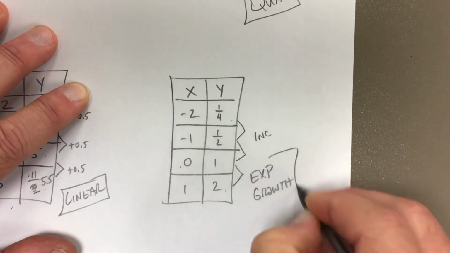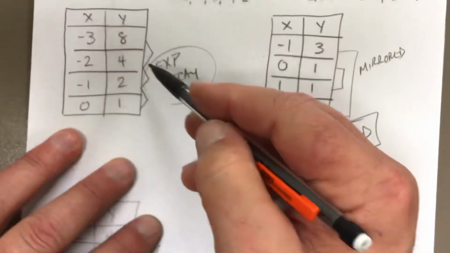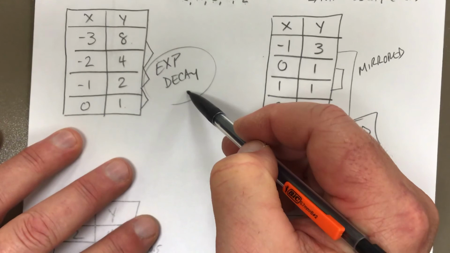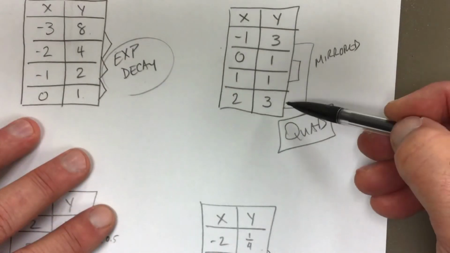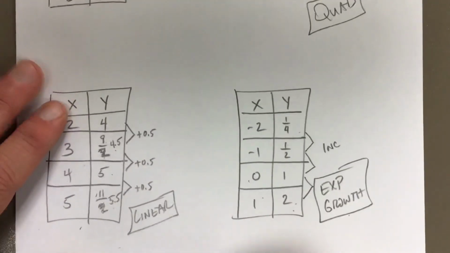All right, there's no tricks to this. If it's going up pretty quickly, it's exponential growth. If it's going down pretty quickly, it's exponential decay. If it's mirrored, that means it's quadratic. If it's consistent, it means it's linear.